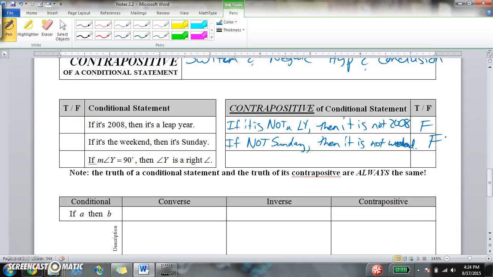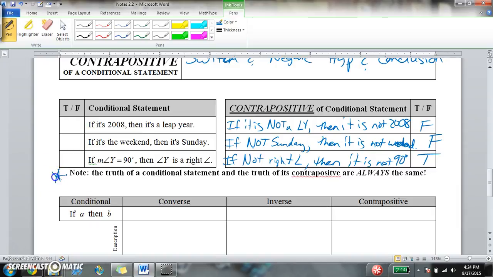If the measure of angle y equals 90 degrees, then angle y is a right angle. Flip it around. If it is not a right angle, then it is not 90 degrees. Again, that would be true because it can't be a right angle if it's not 90 degrees.